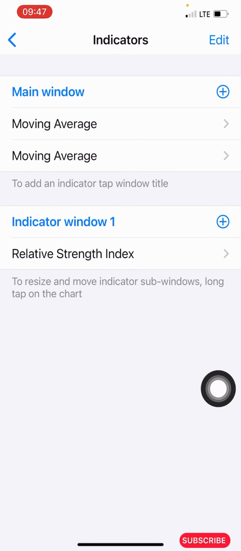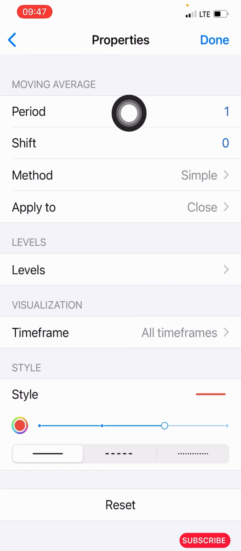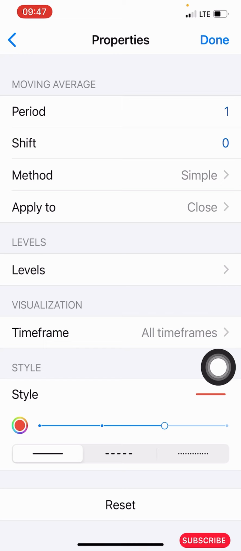All right, so the next indicator is still a moving average. All right, so you click on this plus icon again, you search for your moving average, you make the period 1, the shift is 0, method is simple, apply to is close, the level you leave it as it is, time frame is all time frame, the style you make it color red, 3 pixel, and you click on done.